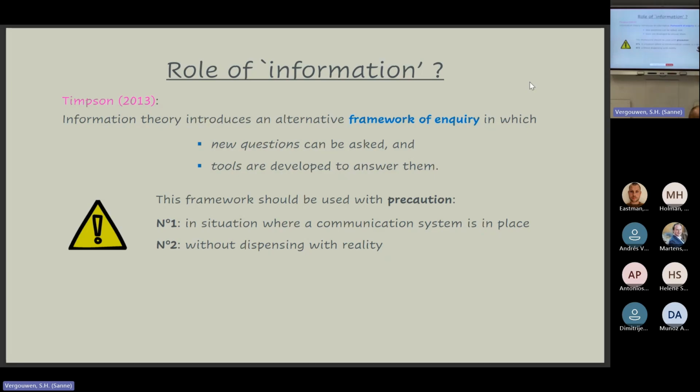He says that information theory should not be thought about as a theory that introduced a new thing into the world whose behavior you need to describe. The success of this theory is rather in the introduction of an alternative framework of inquiry. In that alternative framework of inquiry, new questions can be asked, and you can also develop tools to answer them. But this framework of inquiry needs to be used with care, with some precaution, only in situations where a communication system is in place and without dispensing with reality.